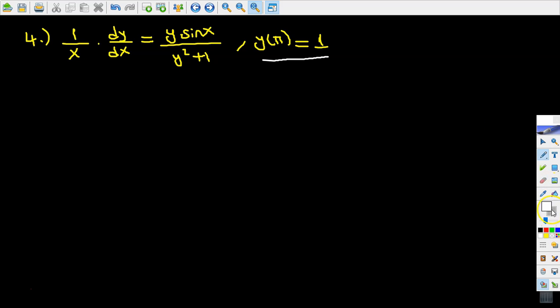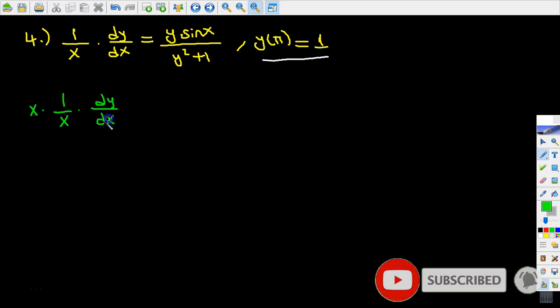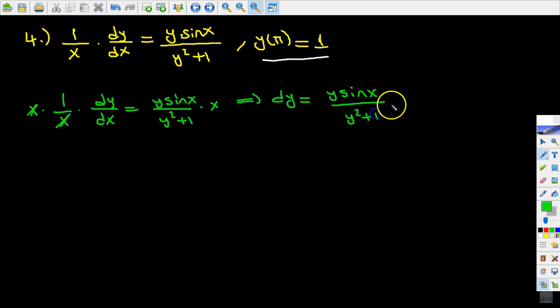What I'm going to do first is multiply each side by x. So 1 over x times dy over dx equals y times sine x over y squared plus 1, times x. And these two are going to be gone. Then I'm going to multiply each side by dx. So when I multiply each side by dx, what I'm going to get is dy equals y times sine x over y squared plus 1, times x times dx.